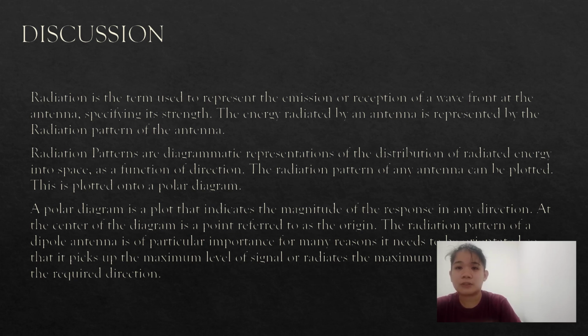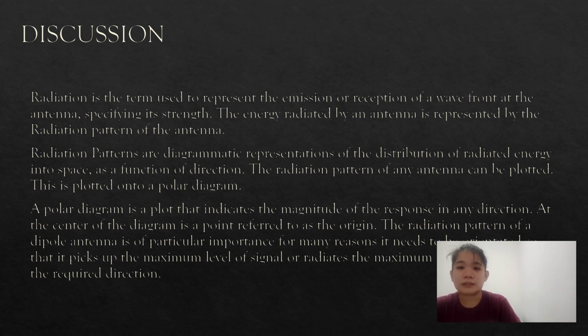A polar diagram is a plot that indicates the magnitude of the response in any direction. At the center of the diagram is a point referred to as the origin. This is surrounded by a curve whose radius at any given point is proportional to the magnitude of the property measured in the direction of that point. Polar diagrams are used for plotting the radiation patterns of antennas as well as other applications like measuring the sensitivity of microphones in different directions, etc.